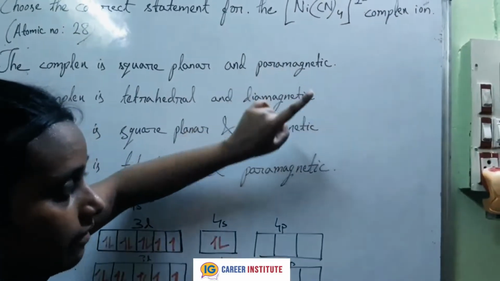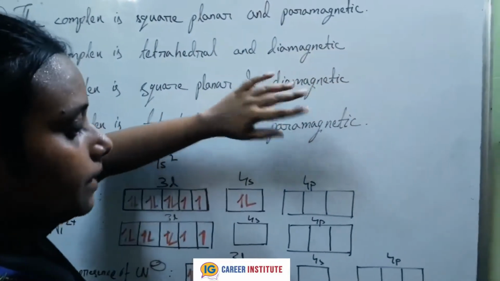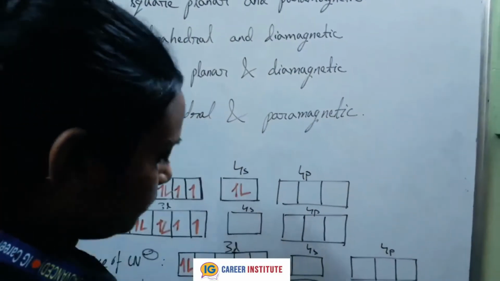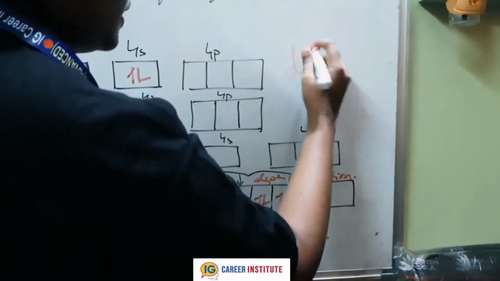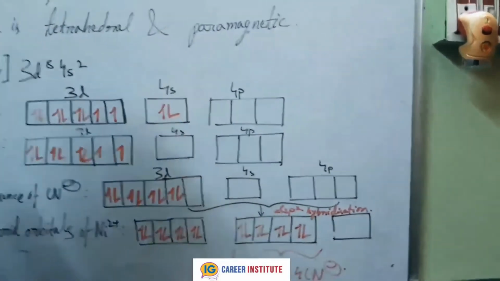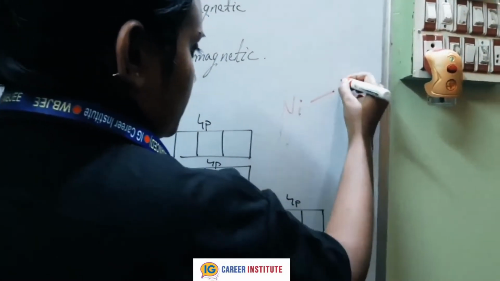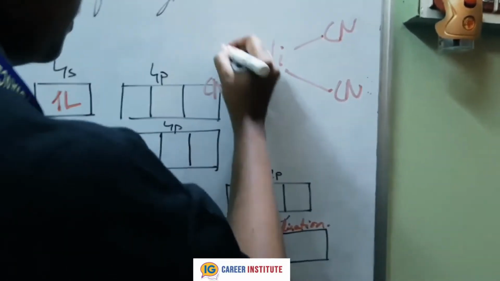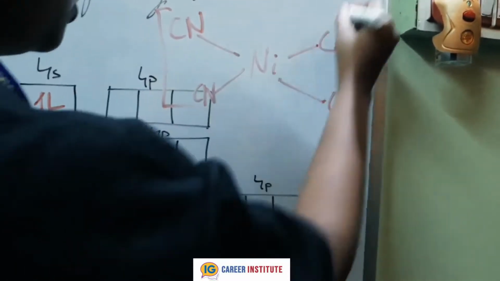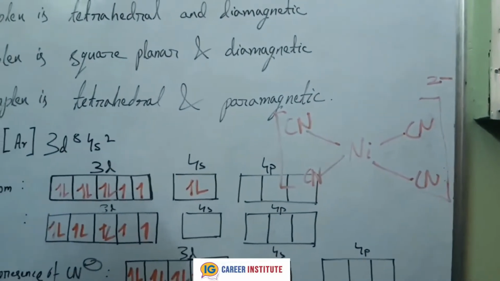For paramagnetic there must be at least 1 unpaired electron, and for diamagnetic all the electrons must be paired. So in this situation all the electrons are paired, so it is diamagnetic. And Ni2+ under the influence of cyanide forms a square planar structure. So this is basically the structure of [Ni(CN)4]2-, and it is diamagnetic in nature.